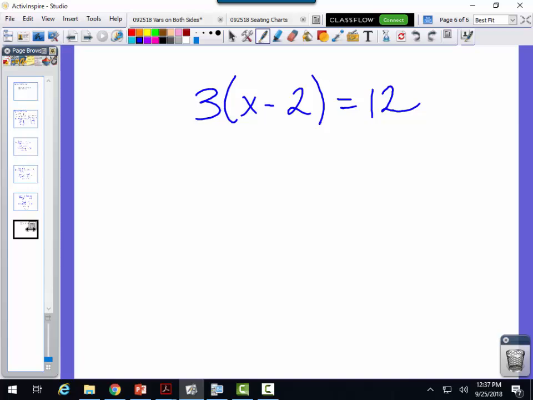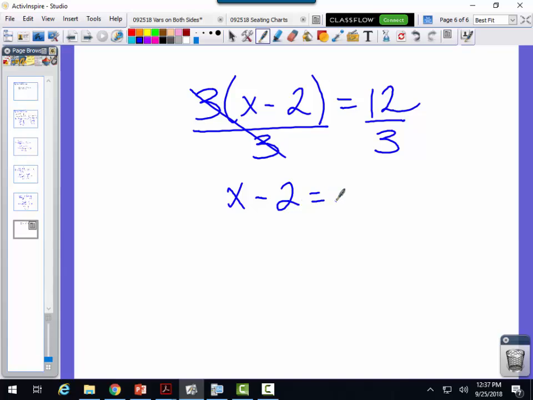So there is no add or subtract because this is a parenthesis. So I need to get rid of the multiply by 3. So I do that by doing a divide by 3. If I divide one side by 3, I divide the other side by 3. So these cancel out, and I'm left with x minus 2 equals, and then 12 divided by 3 is 4.